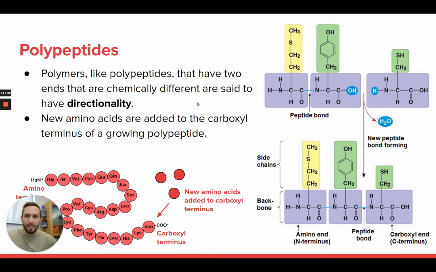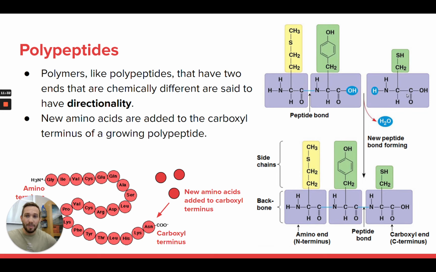Now when we have polymers that have 2 different ends that are chemically different, we say that it has directionality. We say that proteins or polypeptides are directional molecules because one end is different than the other end. They have 2 different chemical ends. Like I said, you can see this end doesn't look the same as this end. So you do need to know that there are 2 ends on a polypeptide, the N terminus and the C terminus.